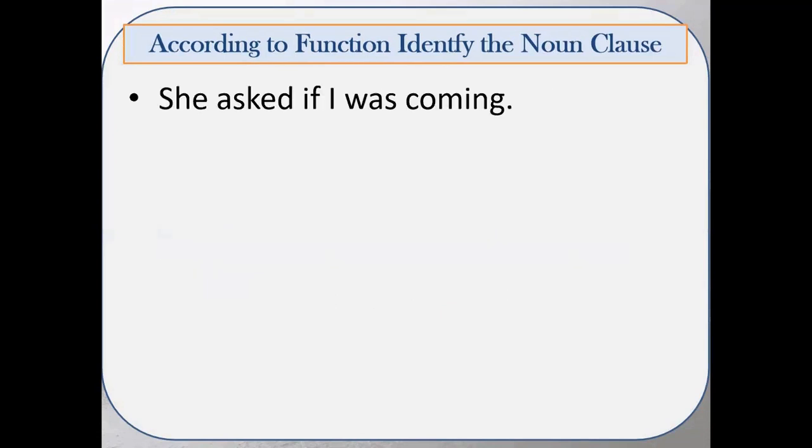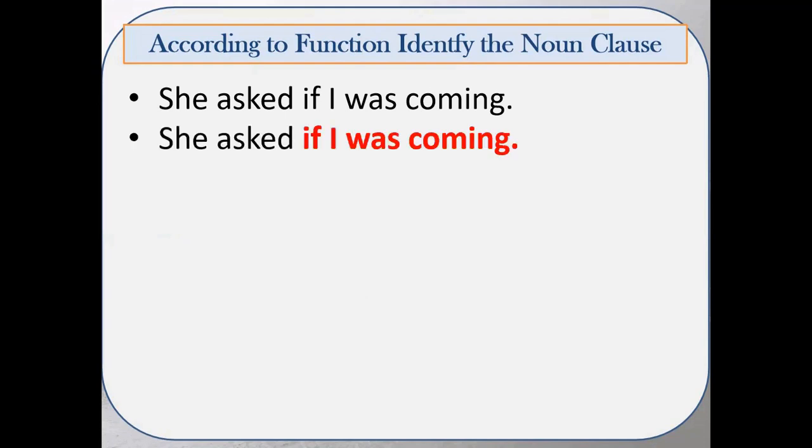Then next, "She asked if I was coming." Now see, you need to check the placement. This part is placed at the place of object. So this noun clause is used as an object.